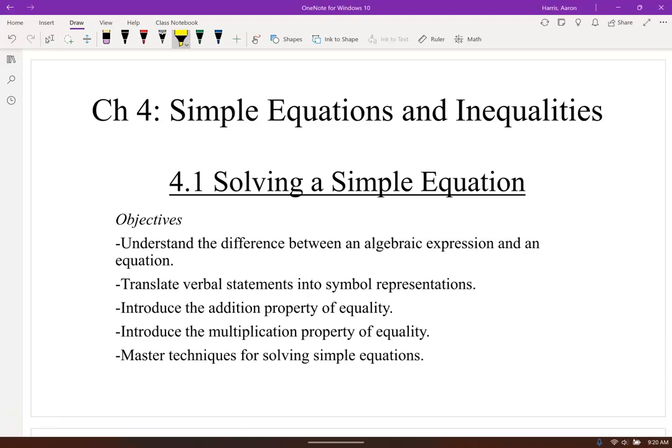All right, we'll take a look. We're now in a new chapter here, simple equations and inequalities, and we're going to be solving simple equations. So, talk about the differences between algebraic expression and equation, and we'll take verbal statements, and we'll also solve those with our properties for simple equations.